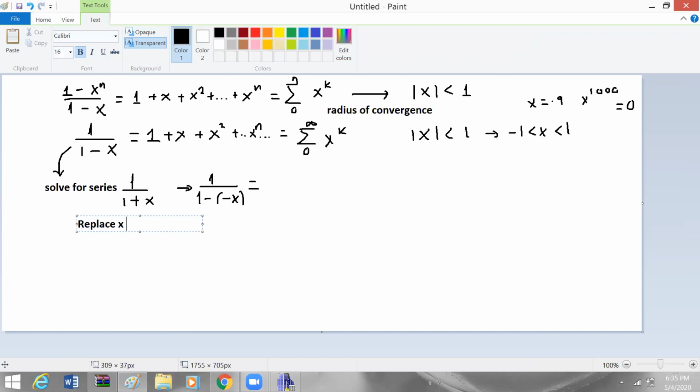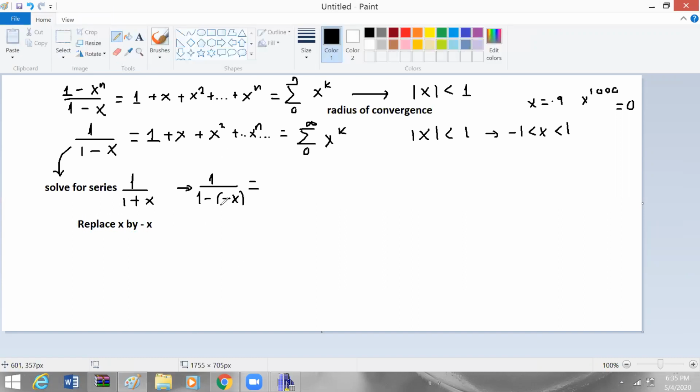X by negative x. Okay, so remember, this is what we now call the x, right? The whole term right here will be similar to 1 over 1 minus x. So I replace the entire infinite series by 1 minus x, and plus, so this is x squared, I replaced by negative x squared, that's still positive, and then plus negative x to the 3, and plus negative x to the 4.